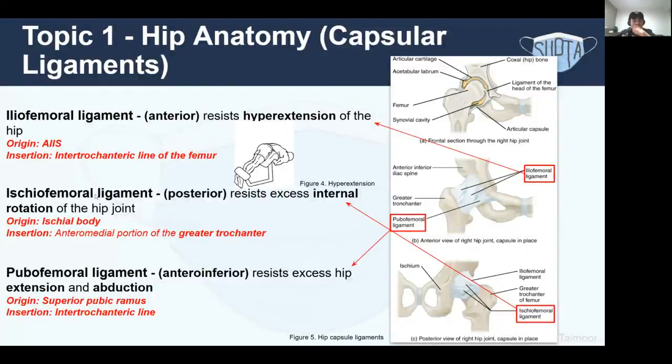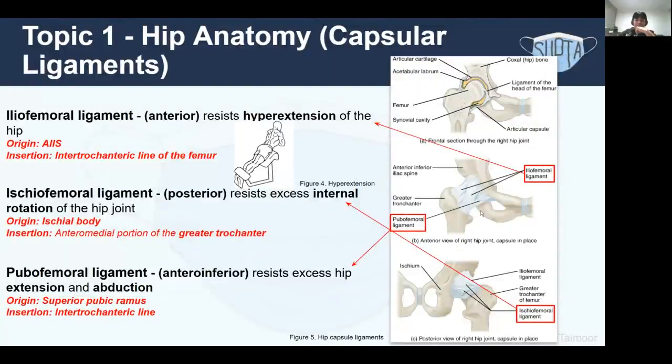Now, if you think about it, if it's anterior and comes from the ilium to the femur, you're going to think logically it's going to resist extension. If this is your hip and it's extending this way, because the ligament is anterior, it will stretch and then resist that extension. So that's what it normally does.